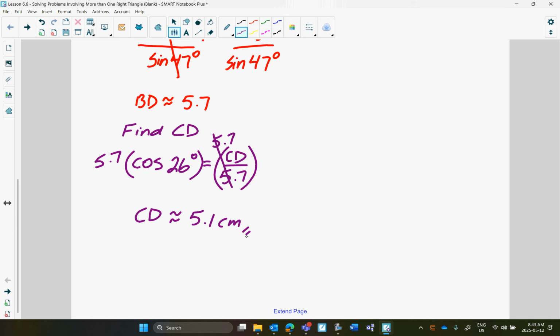Okay. Wait, so you multiplied 5.7 by cos 26? Yes. Just to get CD by itself, we times both sides by 5.7. Okay. So really, you can kind of think of it when you have two right triangles, you're doing trig twice. Or you're going to have to do trig twice.